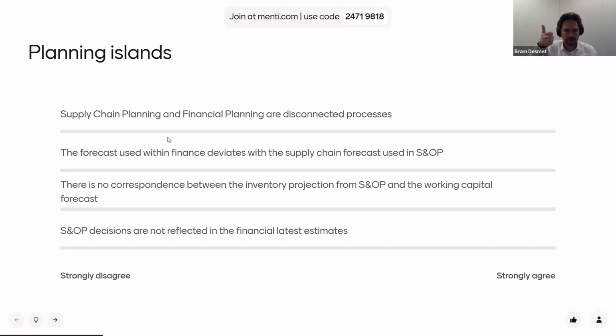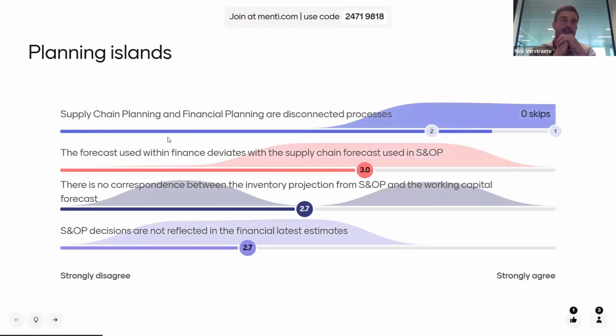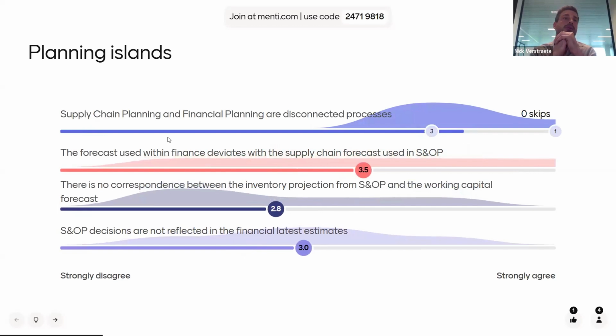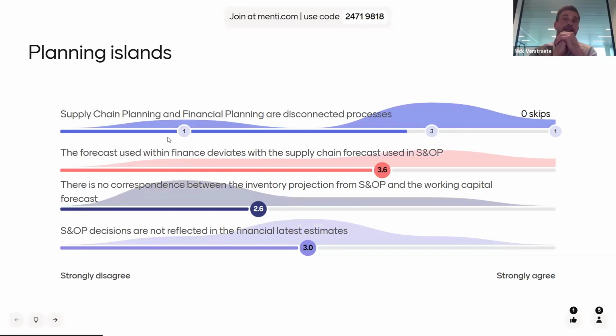While different participants connect, I will go through a number of statements, and the statements are to be voted strongly agree or strongly disagree. The first statement is: supply chain planning and financial planning are disconnected processes. Please answer from your current role, your current organization. Is that the case in your organization today? The forecast used within finance deviates from the supply chain forecast used in S&OP. This is the second. There is no correspondence between inventory projection from S&OP and the working capital forecast. And then the last one is: S&OP decisions are not reflected in the financial latest estimates.